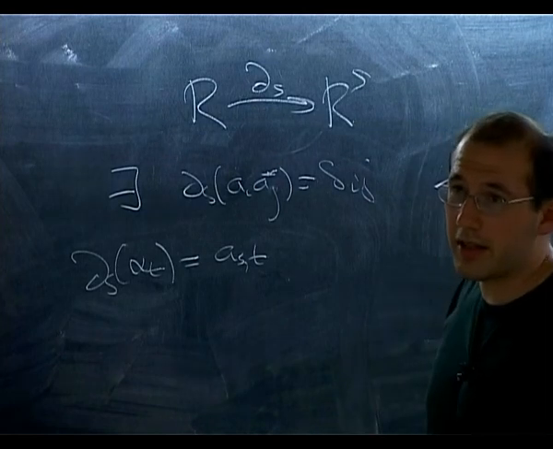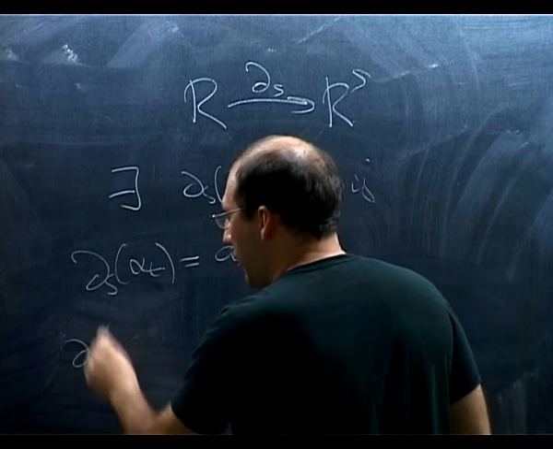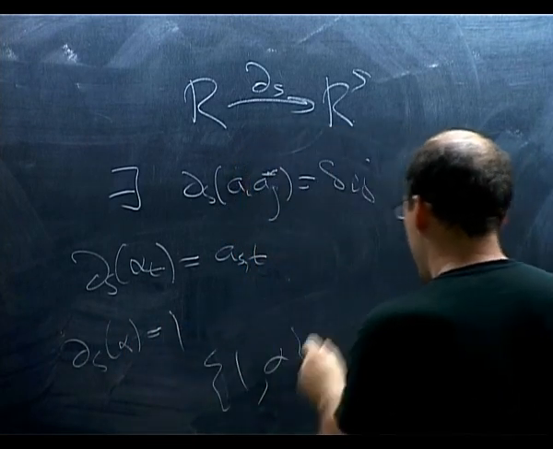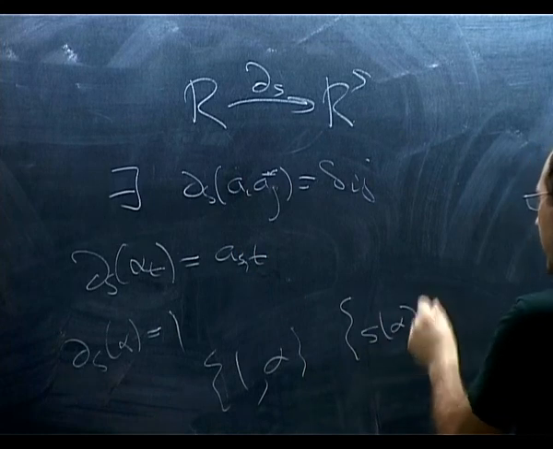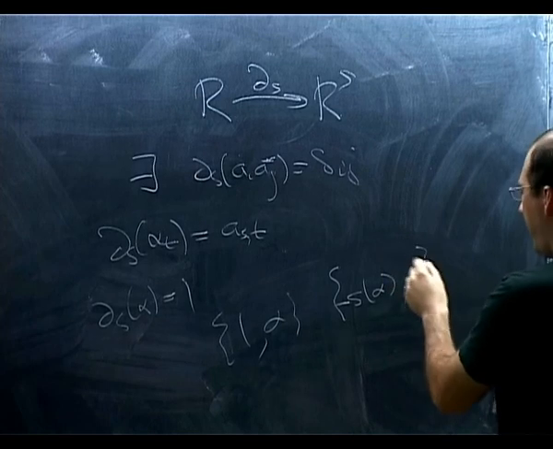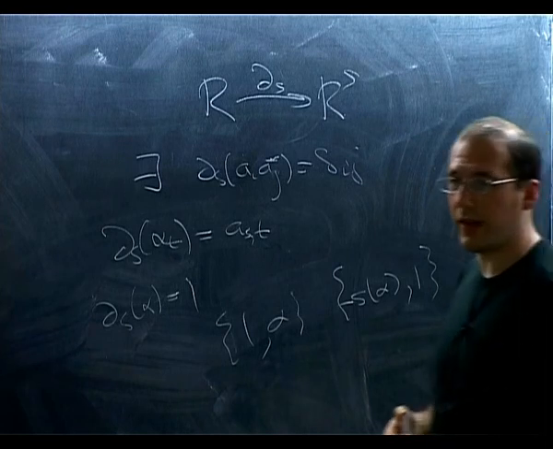And if it is the unit ideal, then choosing anything, so if DS of alpha is 1, then 1 and alpha, and S alpha and 1, or minus S alpha and 1, give you a dual basis. Yeah, and in fact, that's sufficient.